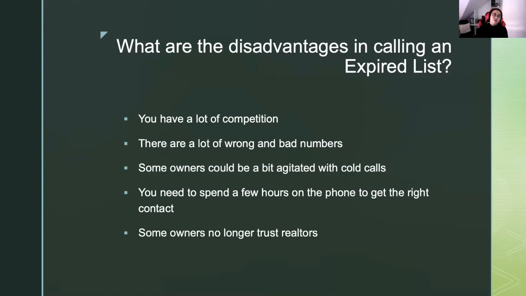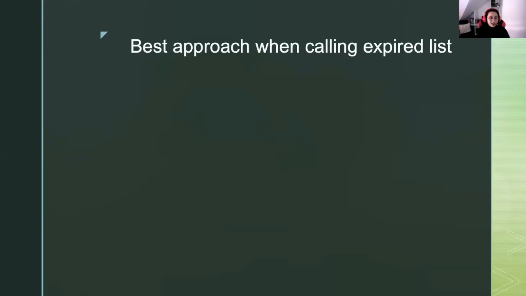Now, what if you do a for sale by owner? What if you sell it on your own and not get a realtor? Would the result be different? So these are the common disadvantages in calling an expired list. Now that we know the advantages and the disadvantages when you're calling an expired list, what would be the best approach for that? Okay, what is your best approach when calling an expired list?